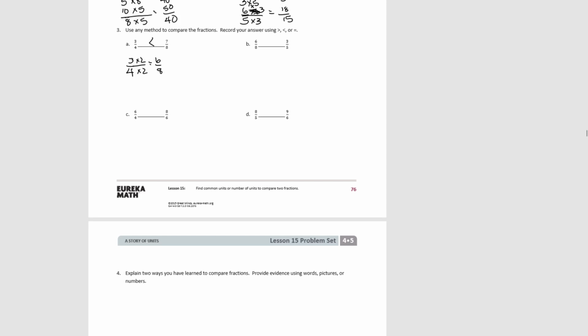Try B. For B, I see that 3 is a factor of 6. So again, I only need to change one fraction to make the numerators the same. And I get 6/10. So if I'm comparing 6/8 to 6/10, tenths are smaller pieces than eighths. So 6/8 is greater than 6/10. Pause the video and try C.